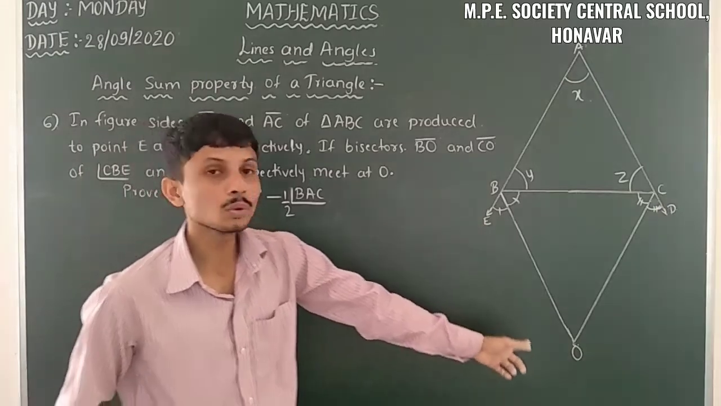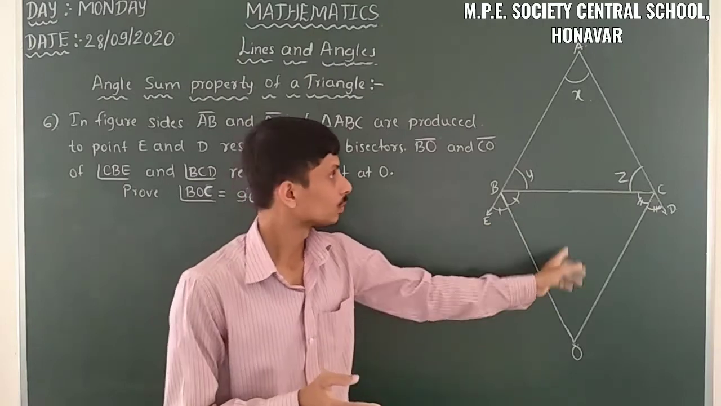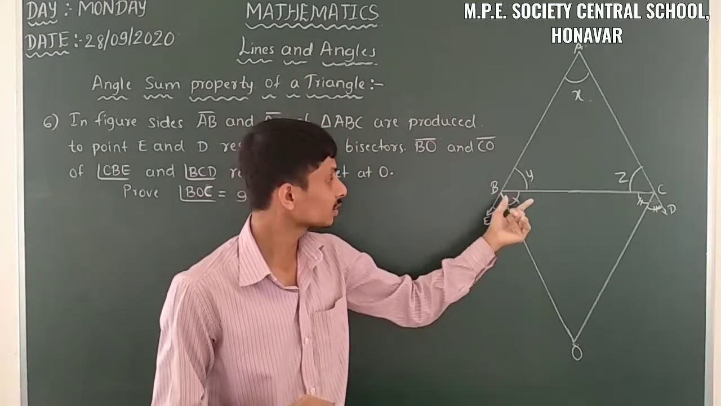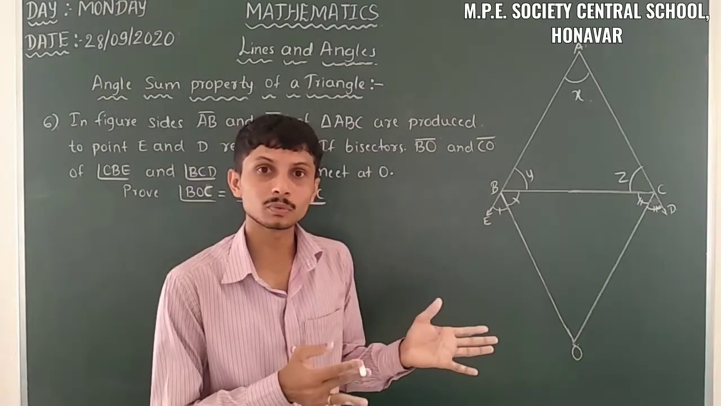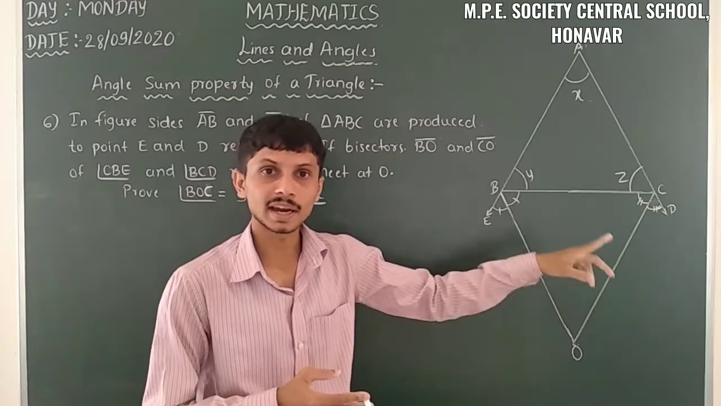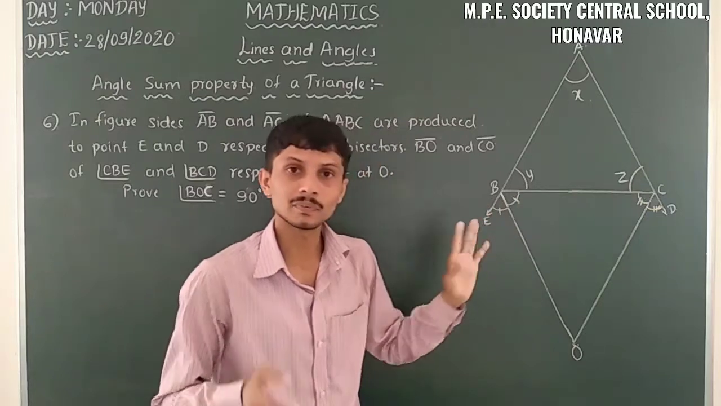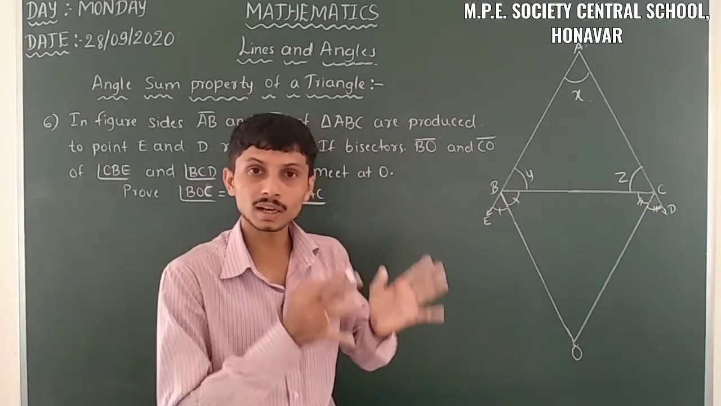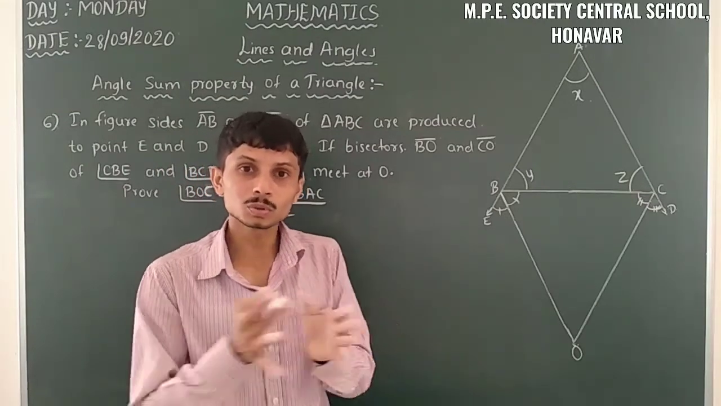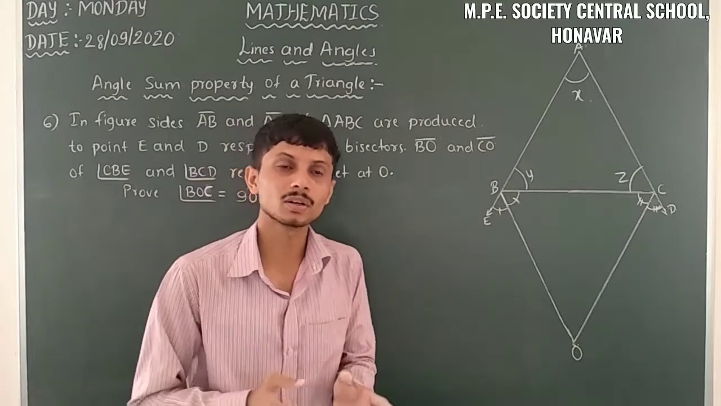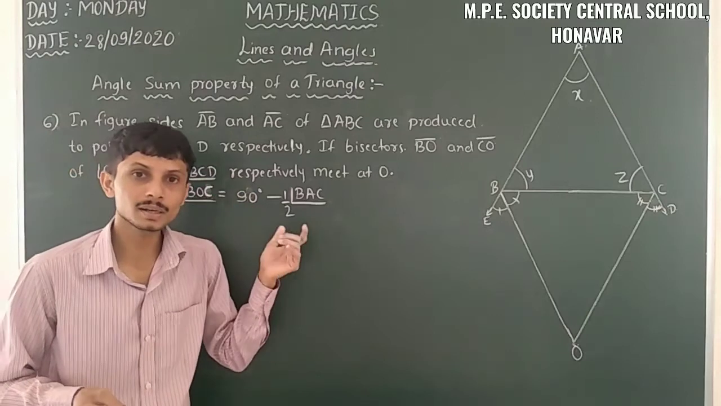So here two triangles are formed. We can use the angle sum property in both of these. Then we have some angle bisectors. That means here we can have some relationship between the angle bisectors, and we have a line and a ray. Here also we have a line and a ray. We can use that. So here there are some possibilities. With the help of those possibilities, we have to prove angle BOC is equal to 90 degrees minus half into angle BAC.